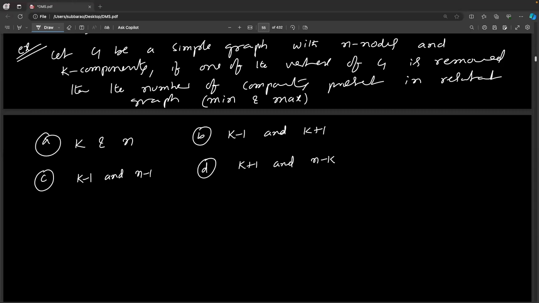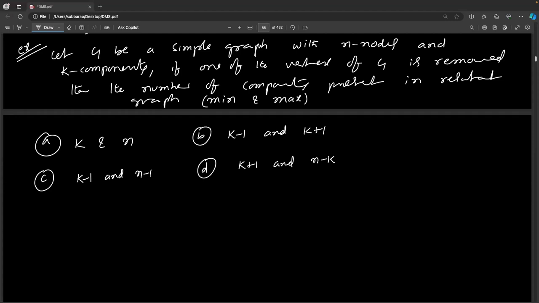K components. What is the K minimum value? One also minimum, ma'am. Right? Let G be a simple graph with n nodes and K components. K can be anything. K may be 1 also. K may be 2 also. If one of the vertex of G is removed from the given graph, then the number of components present in the resultant graph is minimum how many, maximum how many.